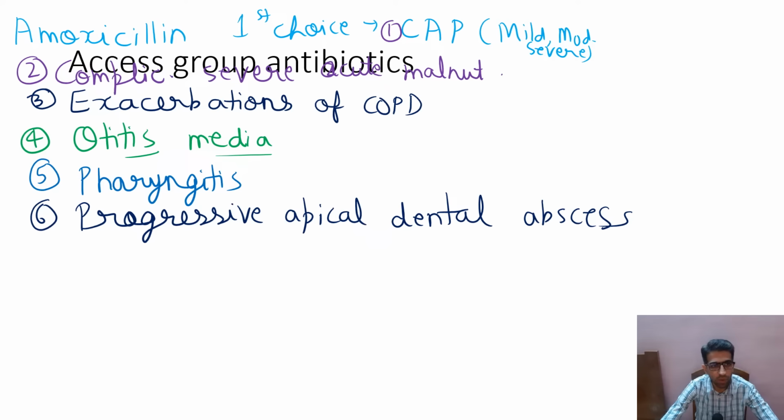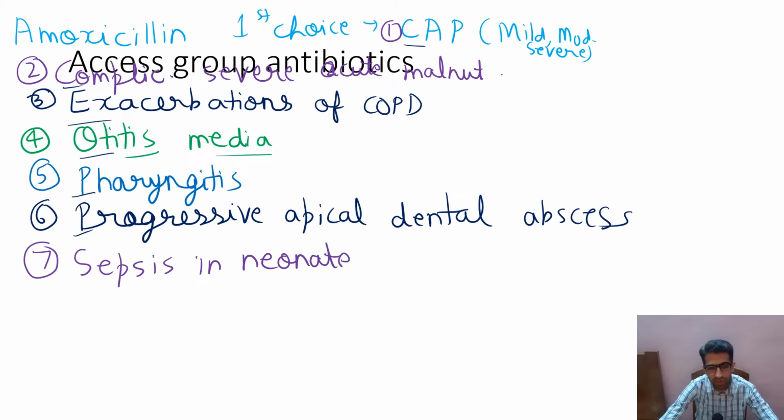It can be written as COPE or COP. You have a lot of C's here, right? Coping mechanisms, COPE. Okay. Then progressive apical dental abscess. Then if the coping mechanisms fail, what happens? You have sepsis in neonates and children. Sepsis in neonates. What is the difference between a neonate and a child? Please let me know in the comment section. Sepsis in neonates and children. Then sinusitis.